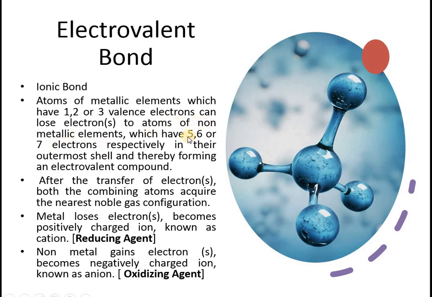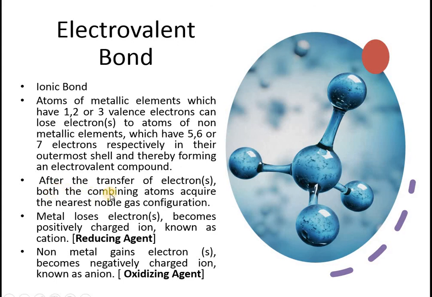Let's say 5 electrons in its valence shell, that is, let's say nitrogen. Let's say 6 electrons in its valence shell, let's say oxygen, or 7 electrons, let's say chlorine. So these atoms will lose the electrons to these non-metallic elements. That means they will donate the electrons to these non-metallic elements, forming the electrovalent compound.